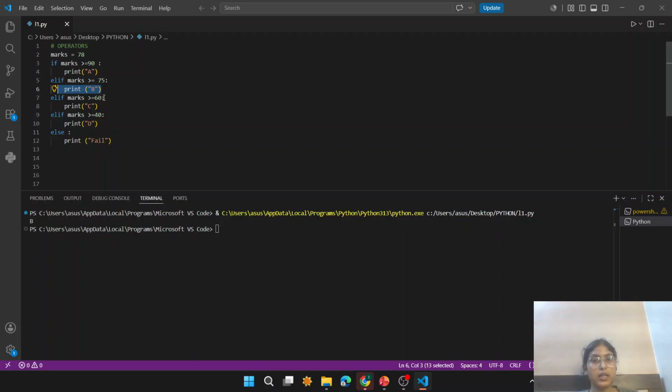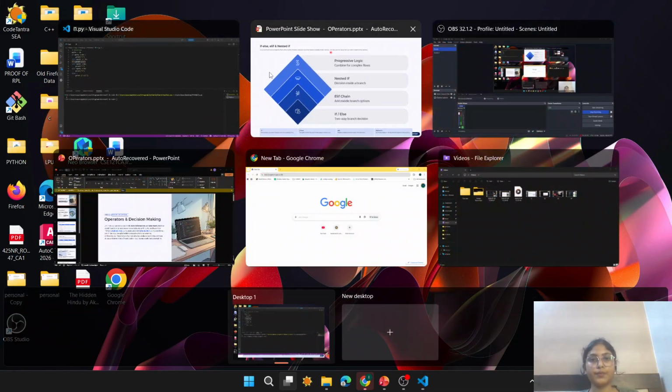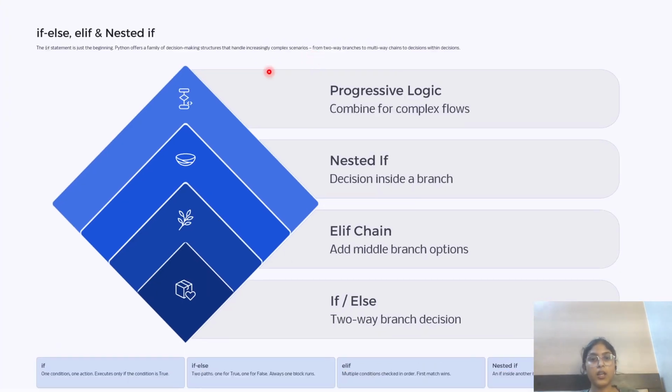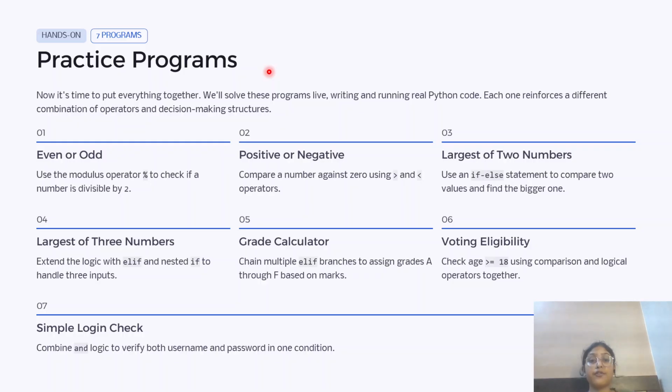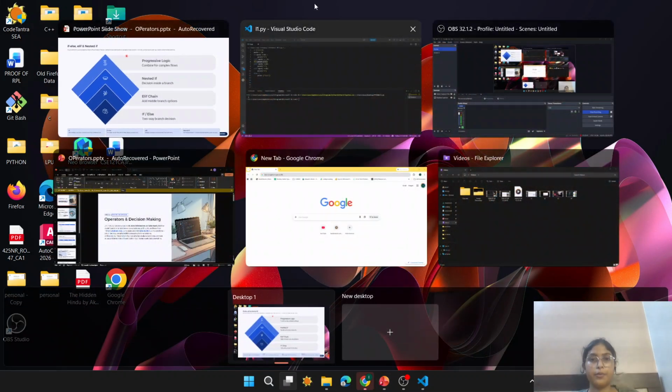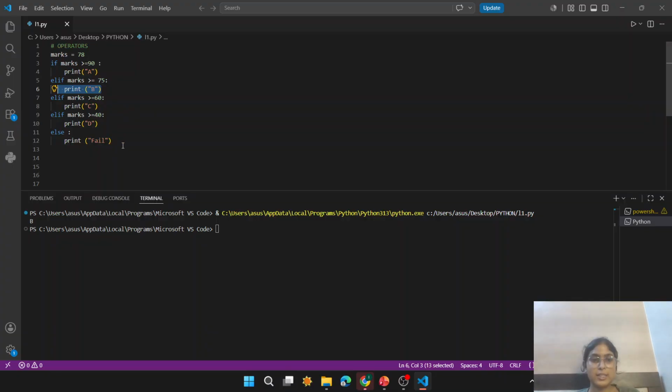Next is nested if. Now imagine a condition: age should be above 18, for example. Condition 1: age should be above 18. If yes, then another condition is graduation completed. Only then hire the candidate. This is called nested if: an if inside another if. They are just nested inside it. That's why they are called nested if.